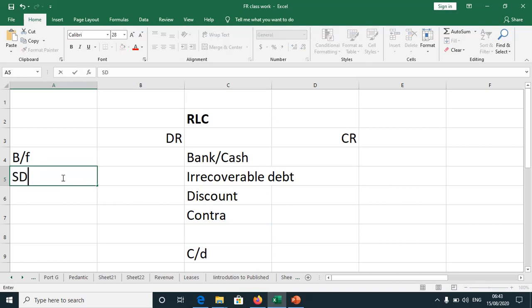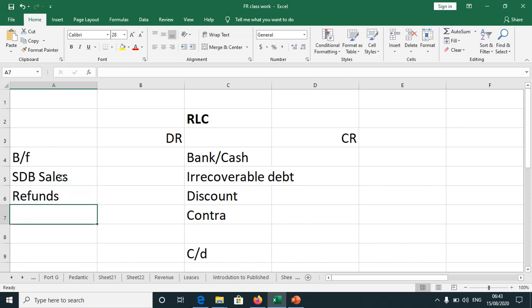The sales that we make, credit sales, we should debit that. Sales day book, of course, is a source document there, a book of prime entry rather. What else do I have? Here I've got over refunds. I think I can always include that, as well as interest, overdue interest.